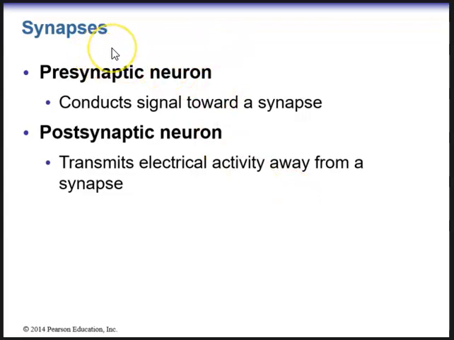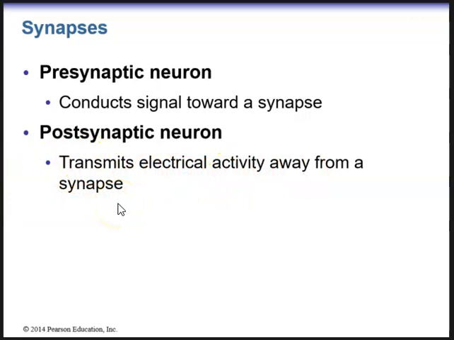So first you'll have actually two neurons. You'll have a presynaptic neuron, so a neuron before the synapse. This is the neuron that conducts the signal towards the synapse. And then you'll have the postsynaptic neuron. This is the second neuron that will receive the signal. So the postsynaptic neuron will transmit the electrical activity away from a synapse.